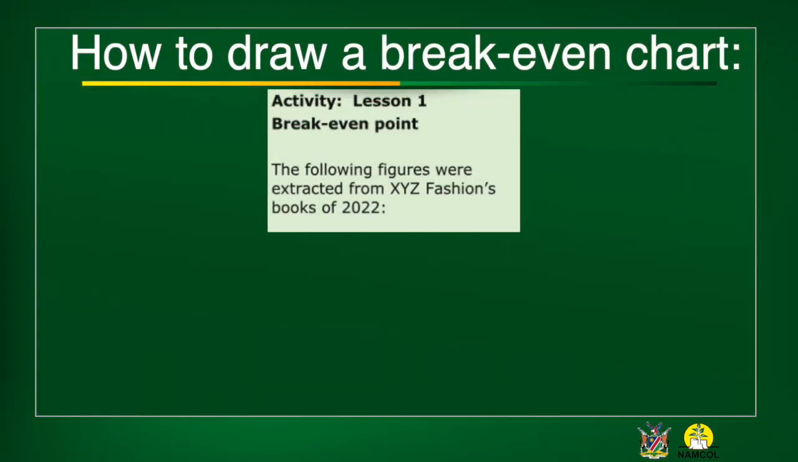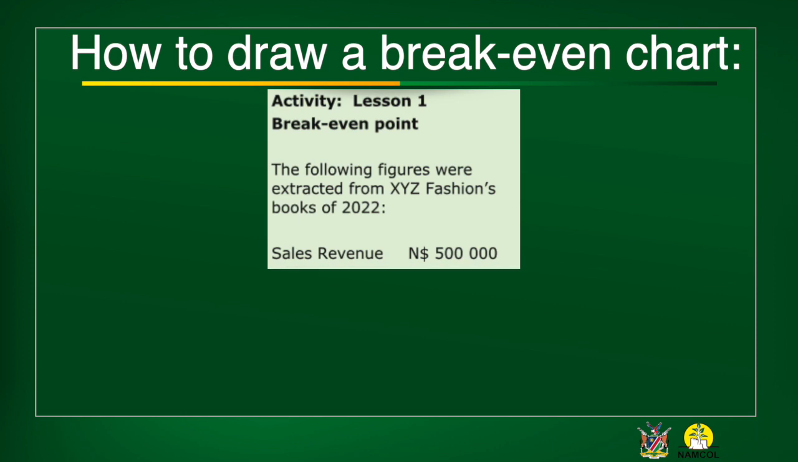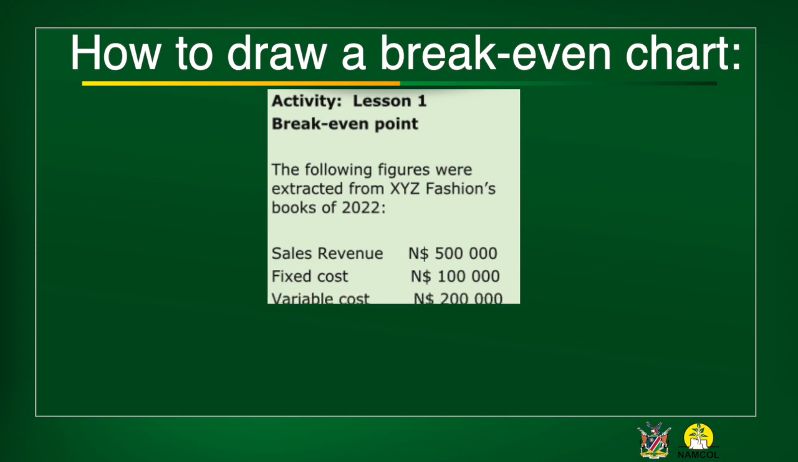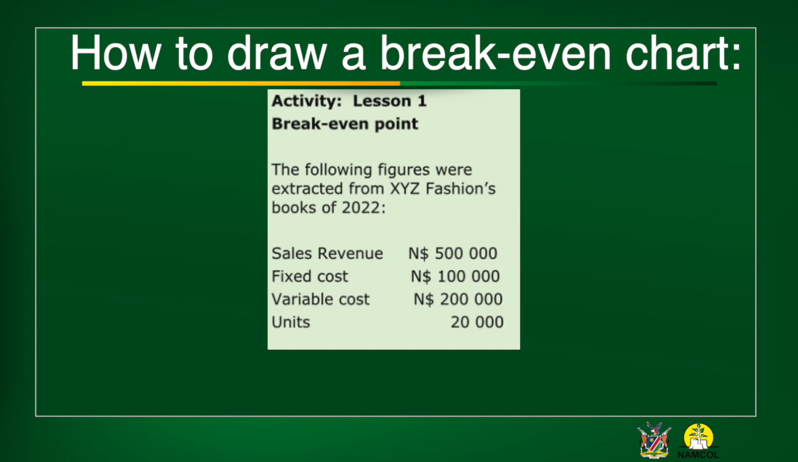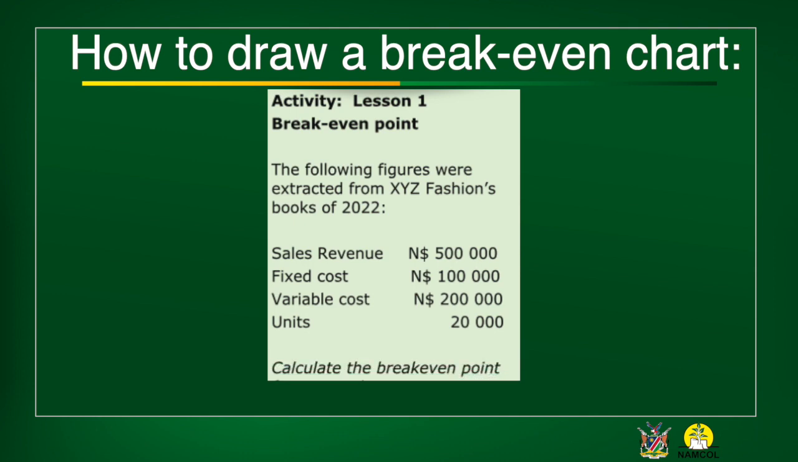Here it is. The following figures were extracted from XYZ Fashion Books of 2022. Sales revenue was 500,000. Fixed cost totaled 100,000. Variable cost were 200,000. And units produced were 20,000. Now, you must calculate the break-even point for XYZ Fashion. I hope you can still remember the formula.